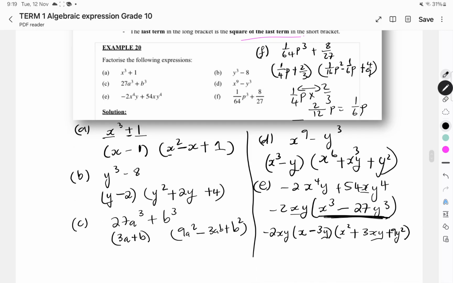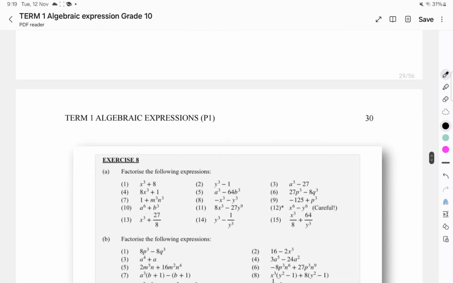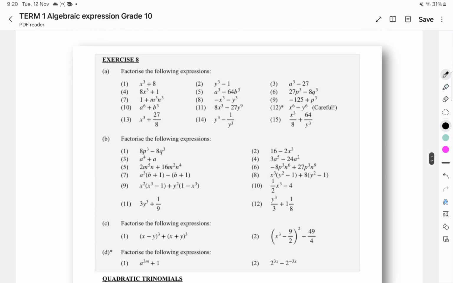So that's how we do it. And then there's your exercise that you can try. Good. In the next video I'm going to factorize quadratic trinomials.